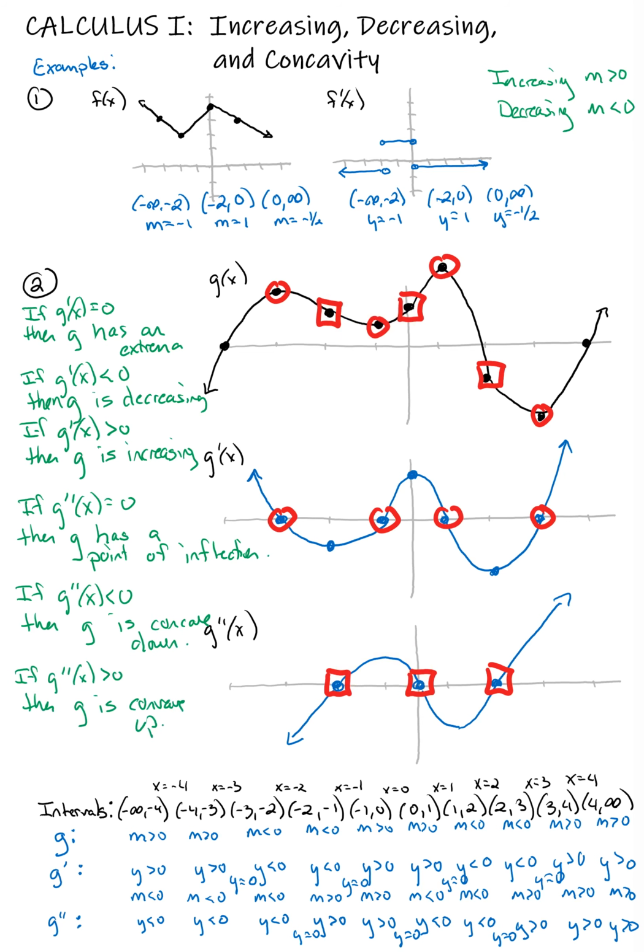So there we go. If the first derivative is 0, we have an extrema. And if the second derivative is 0, we have a point of inflection. If the first derivative is negative, then the function is decreasing. If the first derivative is positive, then we have increasing. If the second derivative is negative, then we have concave down. And if the second derivative is positive, we have concave up. Well, there you go. Enjoy.